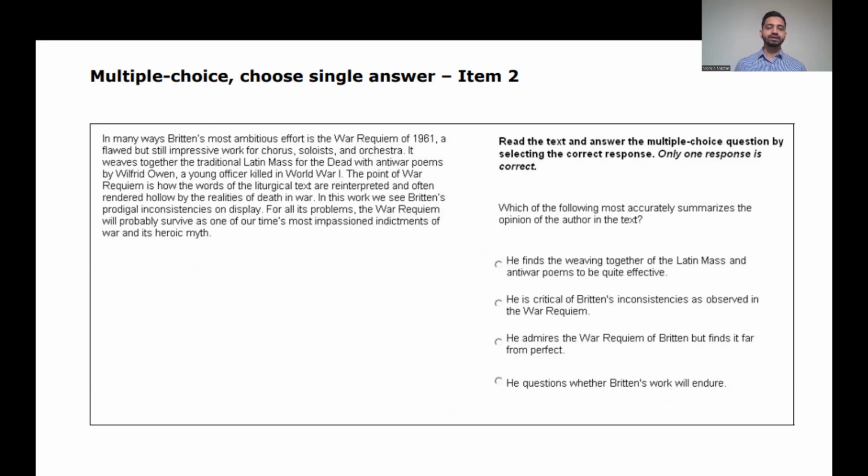Okay, I hope you got an opportunity to do it on your own. And now let's do it together, and I'll show you how I will approach this. First, I'm going to read the prompt. Which of the following most accurately summarizes the opinion of the author in the text? So again, it's talking about the opinion of the text, and we've got 4 statements, right? We've got 4 statements here, and we will see where the author's opinion, or the writer's opinion, is the most accurate.